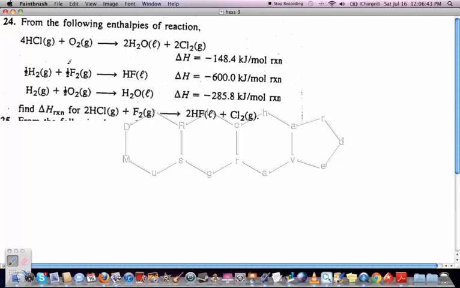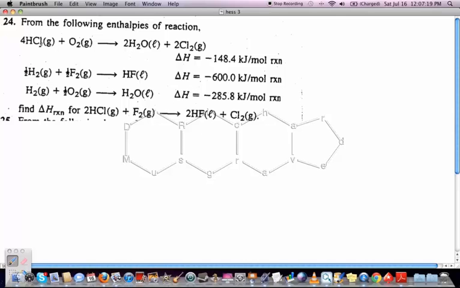The F2 looks like it's on the correct side as well. It appears in only one equation. So I've already figured out that I cannot flip equation 1 or equation 2. The HF and the Cl2 look like they're on the correct side as well. This one here we're not sure of yet, but one thing we can notice is that we know we can't flip these two, and we know we need to get rid of the H2O, the H2 and the half O2 because they don't appear in this equation. So that tells me I'm going to have to flip equation 3. So I'm going to leave equations 1 and 2 the same, but flip equation 3.